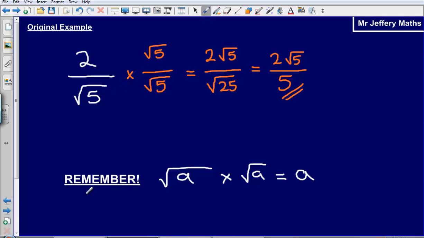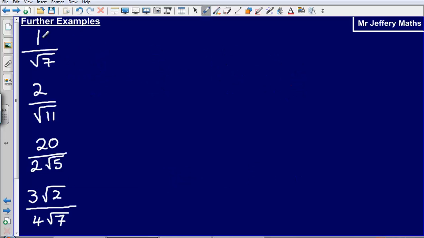So this relies on the fact that, and we talked about this last time, that root a multiplied by root a is equal to a. Root 5 times by root 5 is equal to 5. So let's take a look at a few examples here. Here I've got 1 over root 7. What I'm going to do to rationalise this denominator is to multiply it by root 7 over root 7.